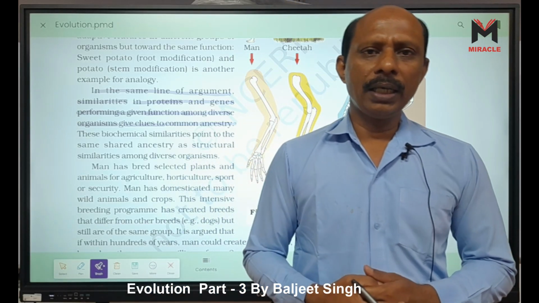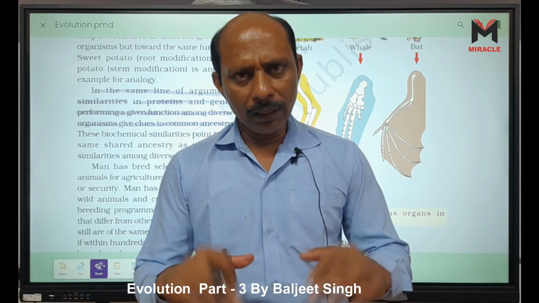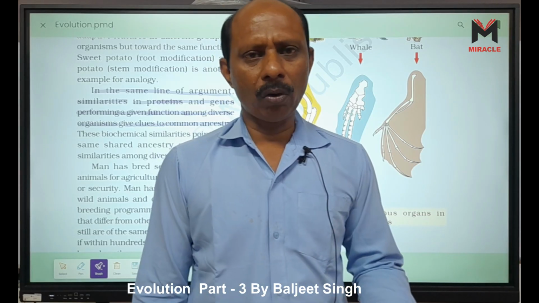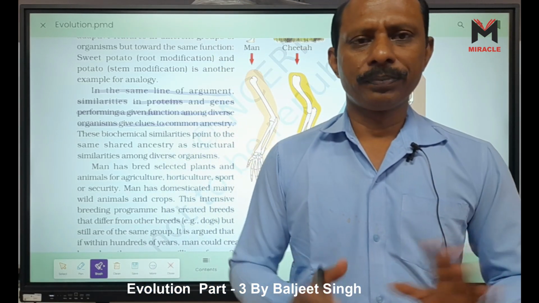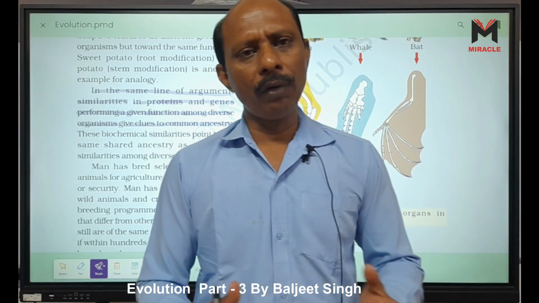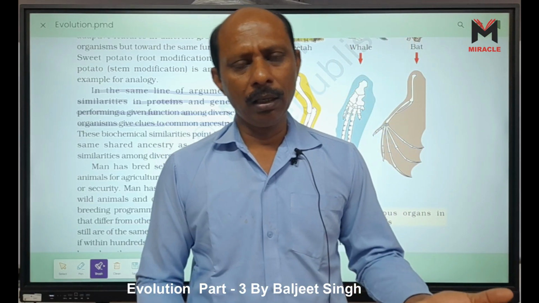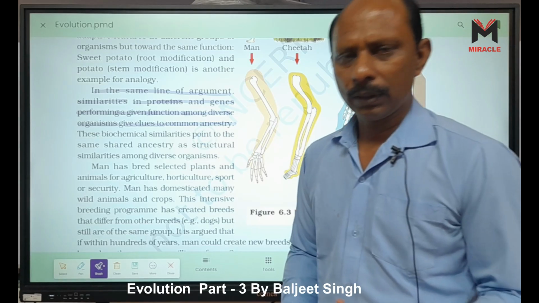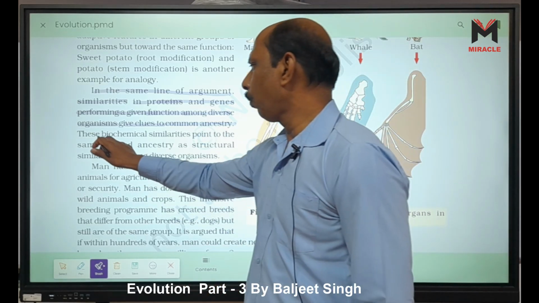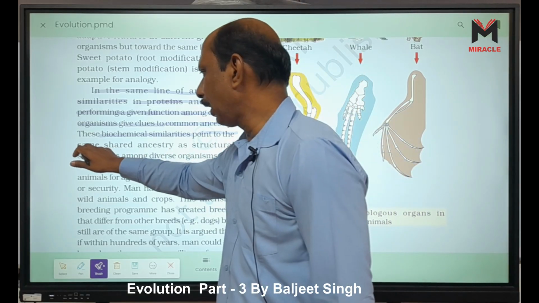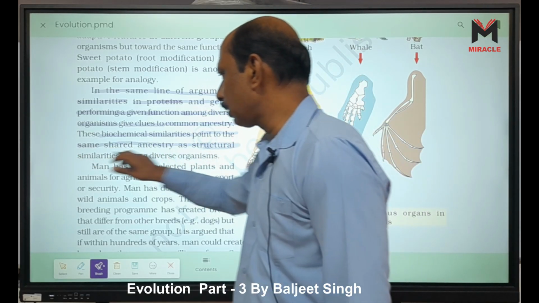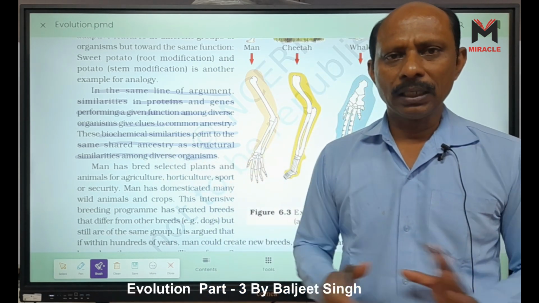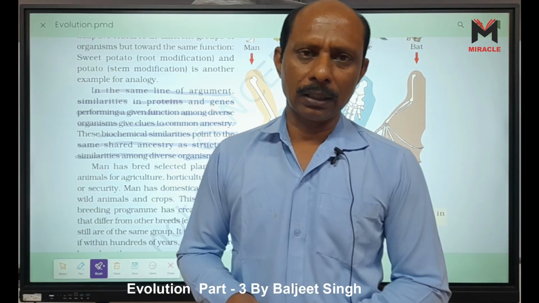And we know the genetic code is nearly universal, except for one very rare exception: one protozoan and mitochondrial expressions. Otherwise, they are the same. AUG is called the initiation codon in all living organisms, whether plant, animal, bacteria, fungi or anything. So we can say protoplasm is the same. That means these biochemical similarities point to the same shared ancestry as structural similarities among diverse organisms. All the organisms evolved from the same ancestor.